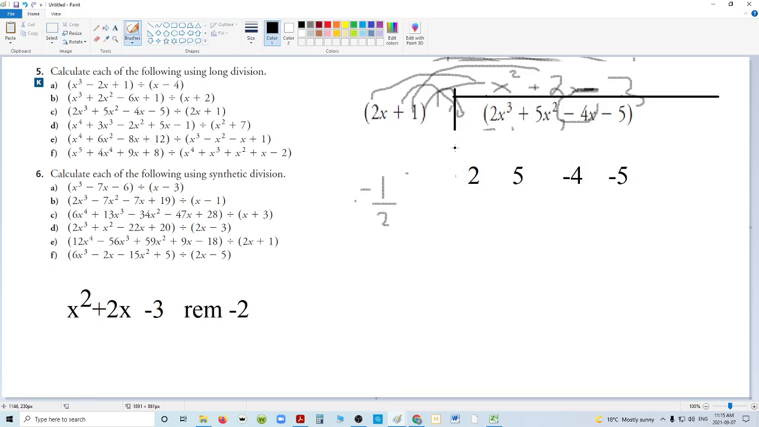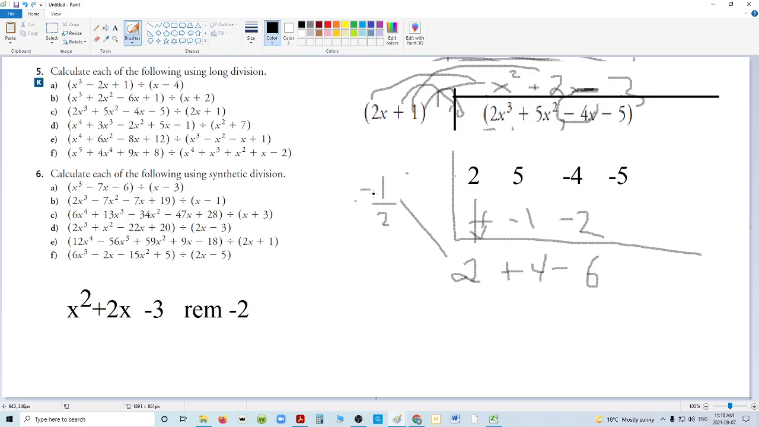Then we draw our sort of reverse long division. We bring the 2 down. When I multiply by minus 1/2, I get minus 1. When I add those, 5 plus minus 1 becomes plus 4. When I multiply that by negative 1/2, I get negative 2. When I add that, I get negative 6. When I multiply by negative 1/2, I get plus 3. And when I add those, I get minus 2.